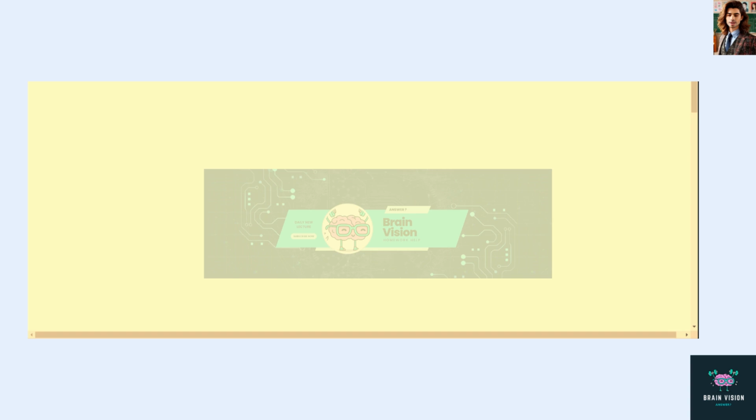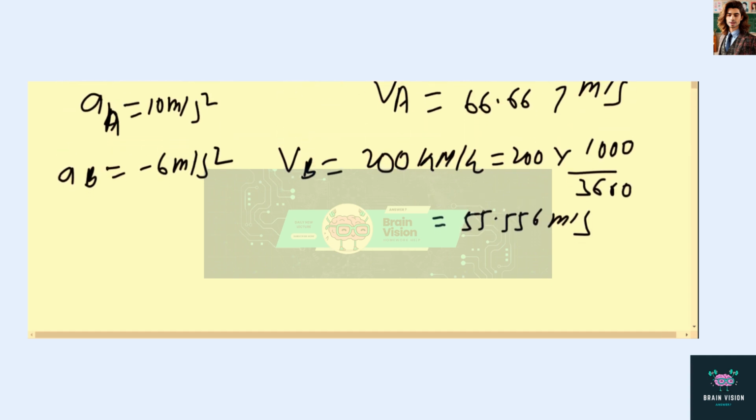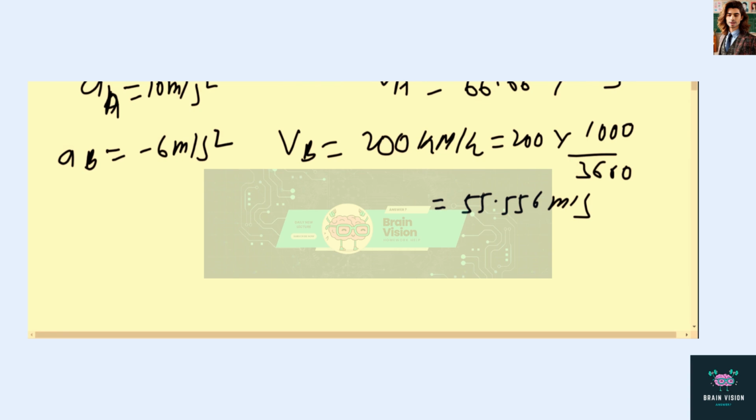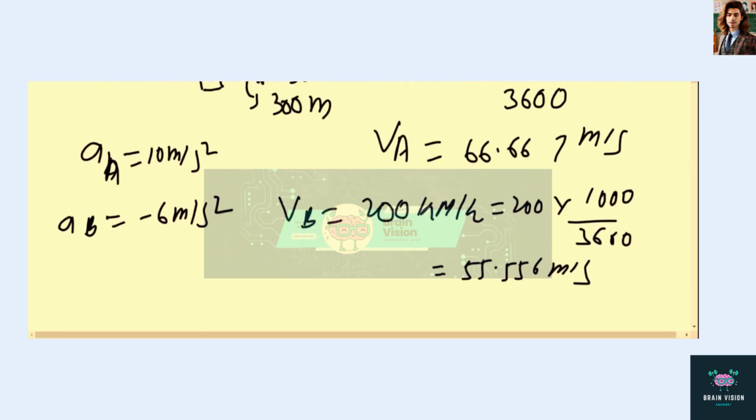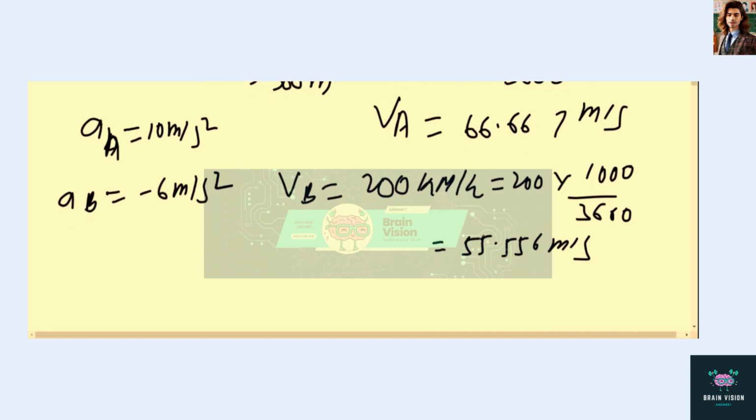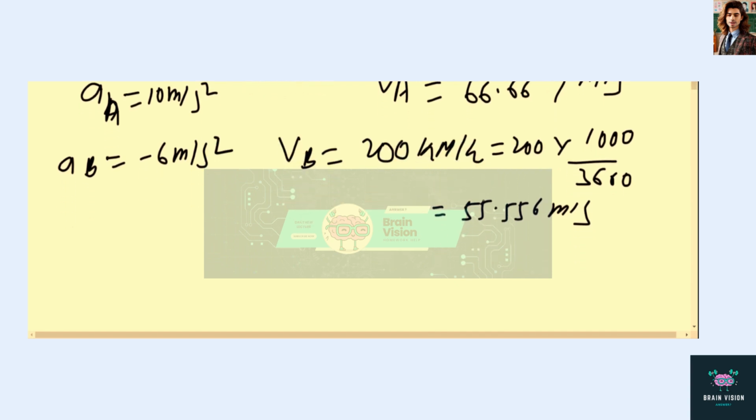For A, the car is traveling in a straight line, so the radius will be infinity for A, and for B the radius is given, which is 500. So basically the motion of car B will have two components, one in the x direction and one in the y direction. So basically V is moving like this.